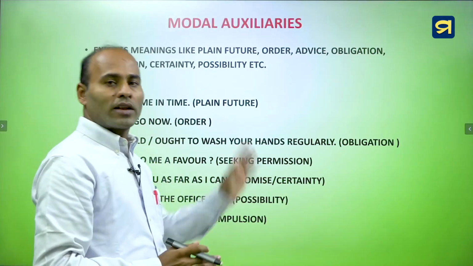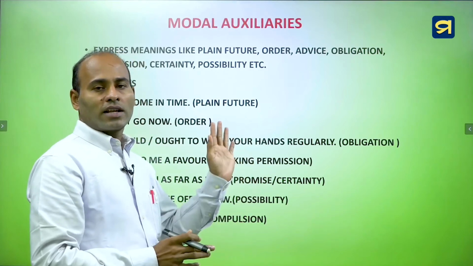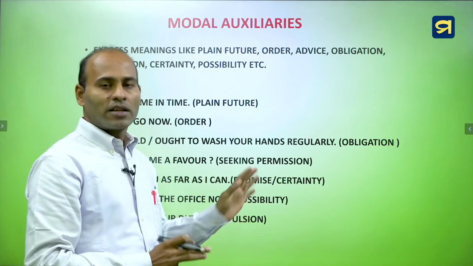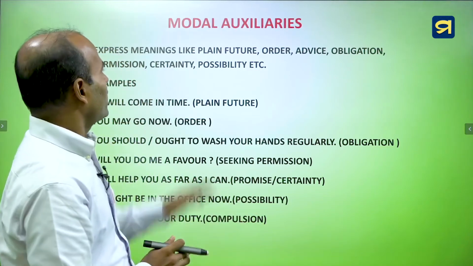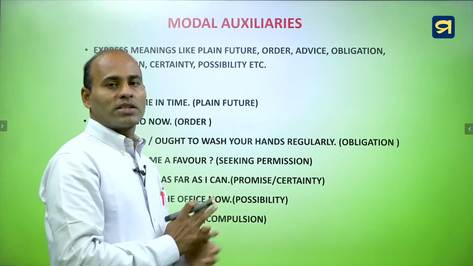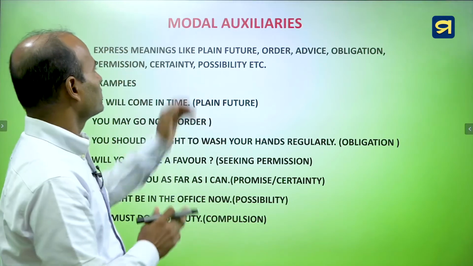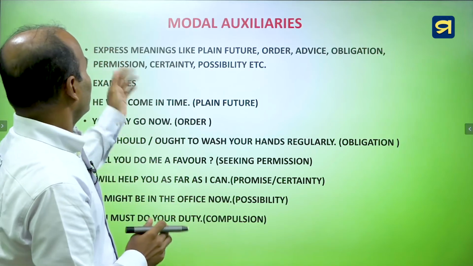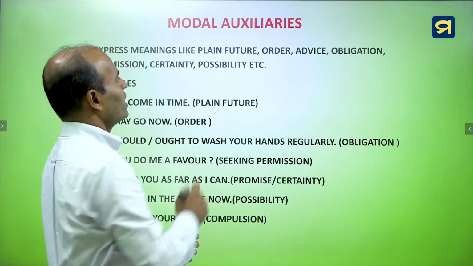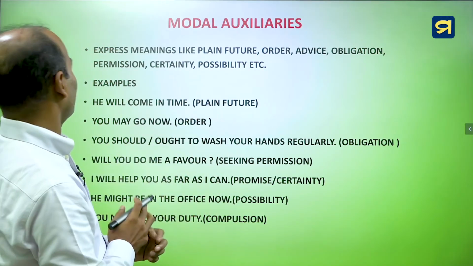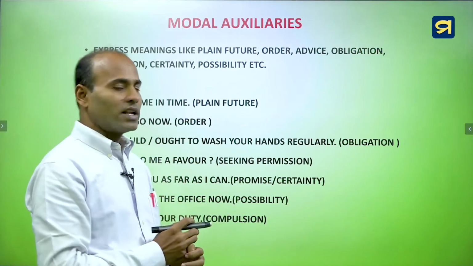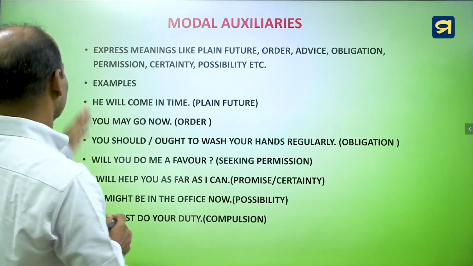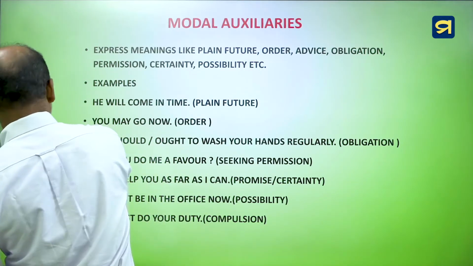So, we have already discussed there are 13 modal auxiliaries given in your book, and let's have some discussion to know about the use of modal auxiliaries. They can express meanings like plain future, order, advice, obligation, permission, certainty, possibility, etc. So, you can see the examples.